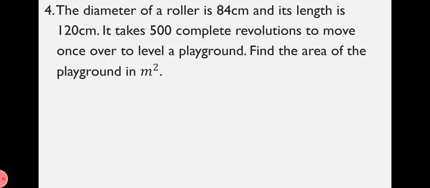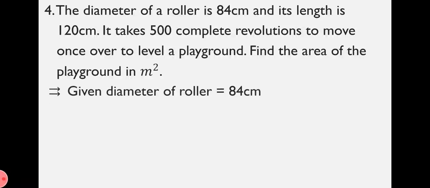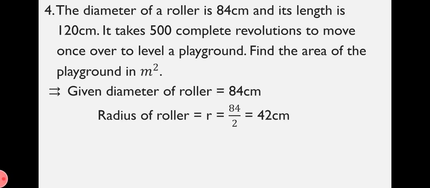But we have to find the area of playground in meter square, and our diameter and length of the roller is given in centimeter. So we have to keep in mind to convert the centimeter unit into meter unit. For solution, given diameter of roller equal to 84 centimeter, therefore radius of roller, that is small r, equal to 84 divided by 2, that is equal to 42 centimeter.